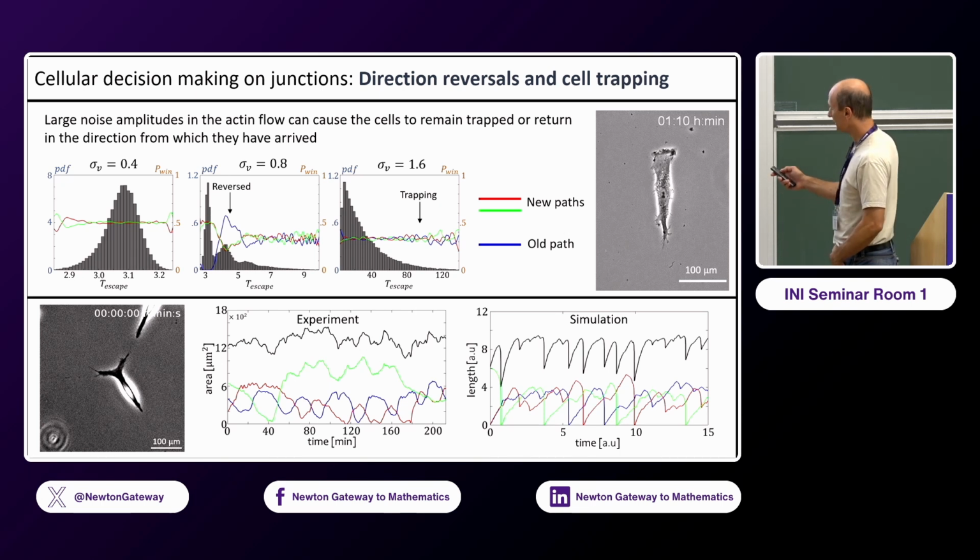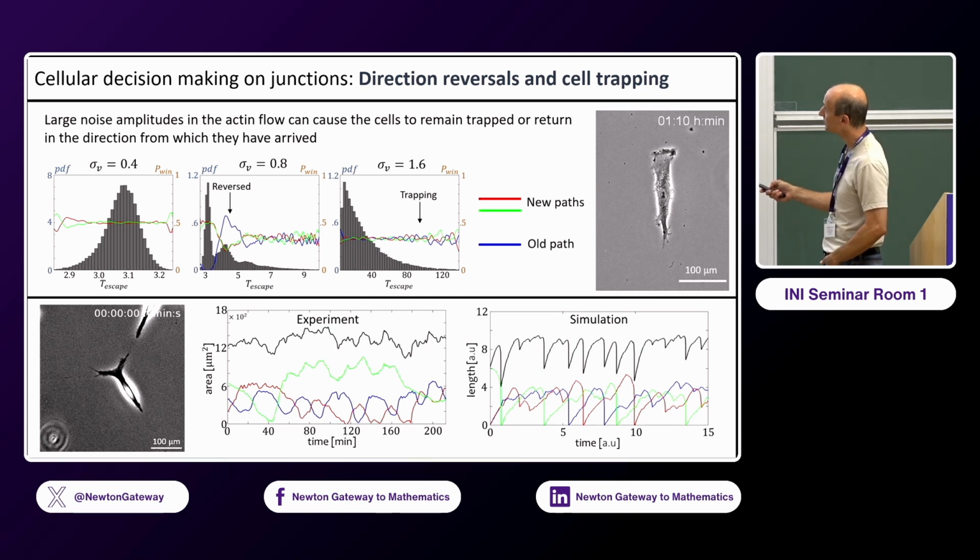Just to show you that the effect of noise is very interesting here. If the noise is very small, then you look at a typical time in the simulation for the cell to go through the junction. It has a very nice peak, and the probability is half and half that you go into either one of the two new arms. You don't go back.